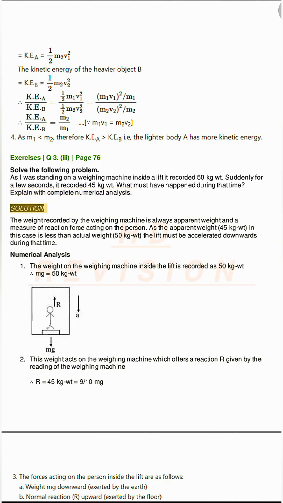Solution. The weight recorded by the weighing machine is always apparent weight and a measure of the reaction force acting on the person. As the apparent weight 45 kg Wt in this case is less than the actual weight 50 kg Wt, the lift must be accelerated downwards during that time. Numerical analysis. 1. The weight on the weighing machine inside the lift is recorded as 50 kg Wt, therefore mg equals 50 kg Wt. 2. This weight acts on the weighing machine, which offers a reaction R given by the reading of the weighing machine, therefore R equals 45 kg Wt equals 9/10 of mg.